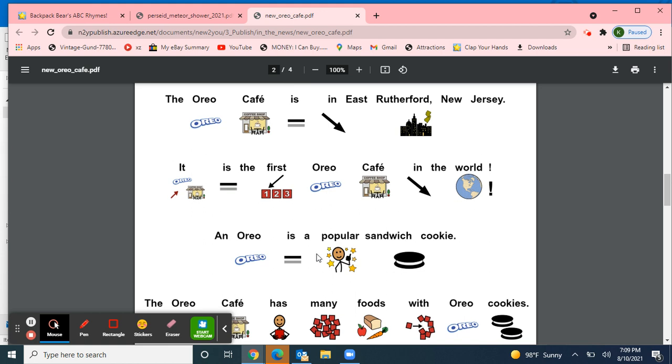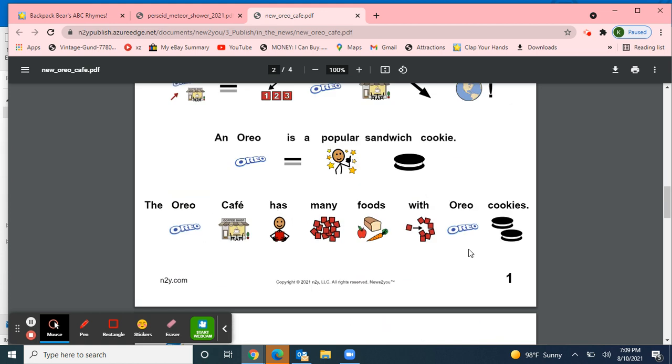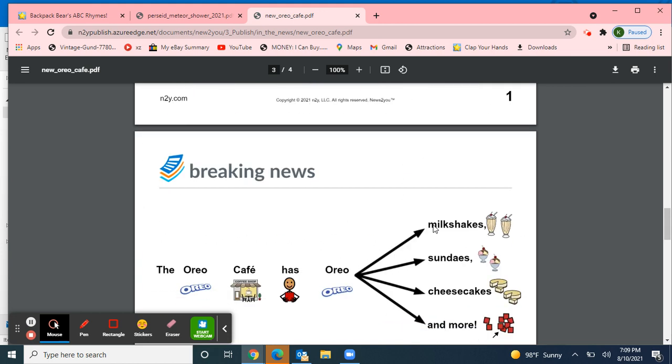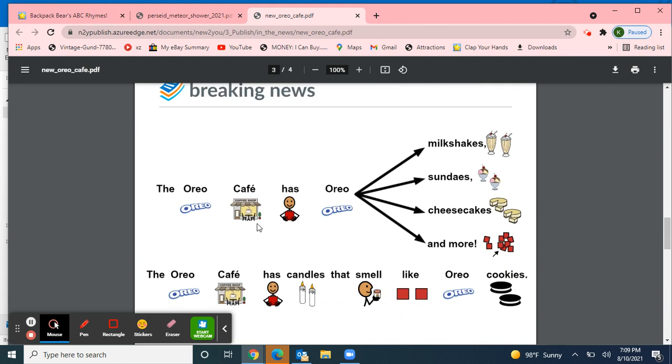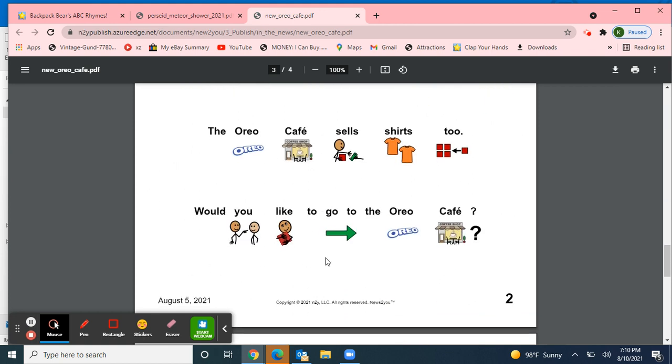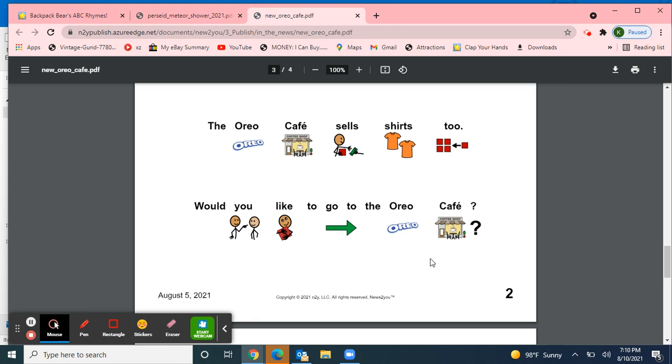An Oreo is a popular sandwich cookie. The Oreo Cafe has many foods with Oreo cookies. The Oreo Cafe has Oreo milkshakes, sundaes, cheesecakes, and more. The Oreo Cafe has candles that smell like Oreo cookies. The Oreo Cafe sells shirts, too. Would you like to go to the Oreo Cafe?